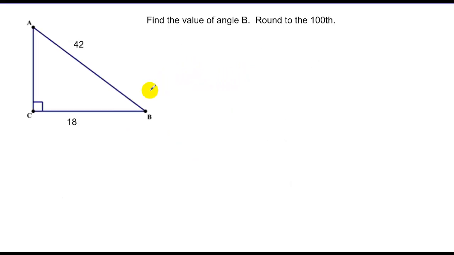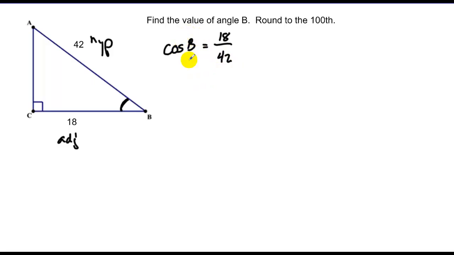So we want to find the value of angle B, this angle right here, and we want to round this to the 100th. This is one of those things that you've probably forgotten from geometry. We have, relative to angle B, the adjacent side and the hypotenuse, which is a cosine ratio. So the cosine of B is equal to the adjacent 18 over the hypotenuse, which is 42.